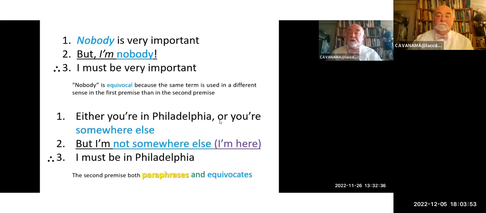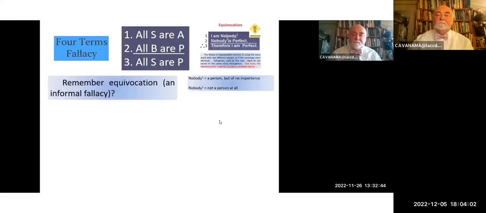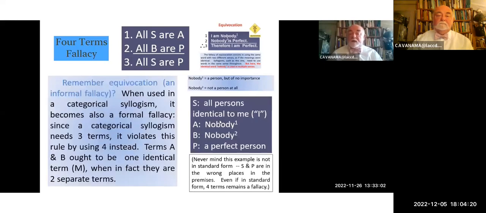I can prove to you that you're in Philadelphia because either you're in Philadelphia or you're somewhere else, but you're not somewhere else, you're here. Therefore, you must be in Philadelphia. This both paraphrases and is equivocal. Remember, equivocation was an informal fallacy. Well, here's our Four Terms Fallacy, when you're using a term in an equivocal way. Instead of getting the M term, which ordinarily would be here, we have 2 different terms, B and A, and they're treated as if they were identical, when in fact they're not. When used in a categorical syllogism, this becomes a formal fallacy. Since a categorical syllogism needs 3 terms, it violates the rules by using 4 instead. Terms A and B ought to be one identical term, normally M, when in fact they're 2 separate.